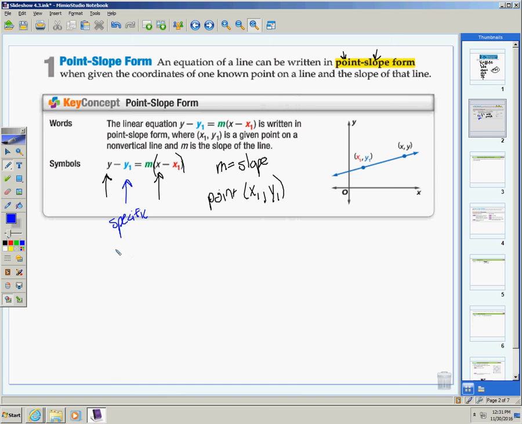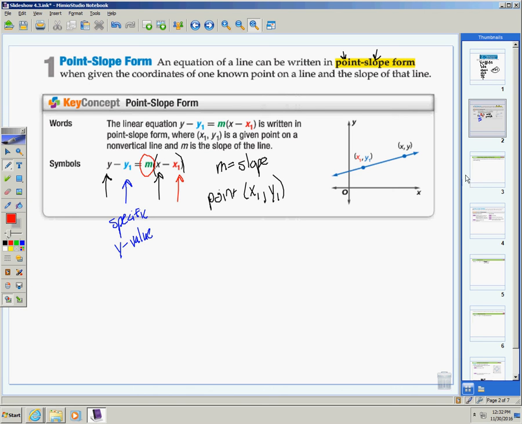And the same thing for x1. This is a specific x value. So you plug in for y1 and x1. You do not plug anything in for y or for x. And then we are used to m being our slope. But this is our formula that we're going to use to write equations. And it's really easy now to write an equation if we're given a point and the slope.